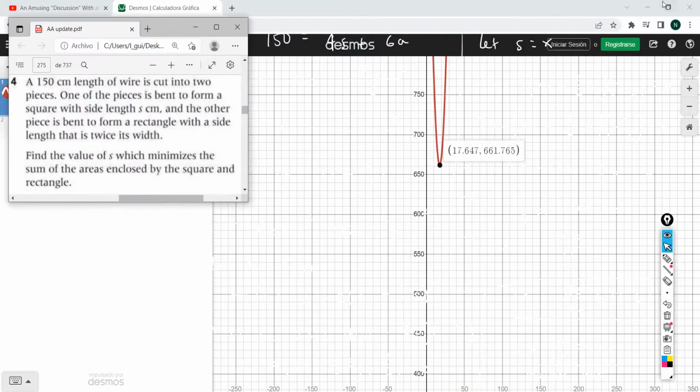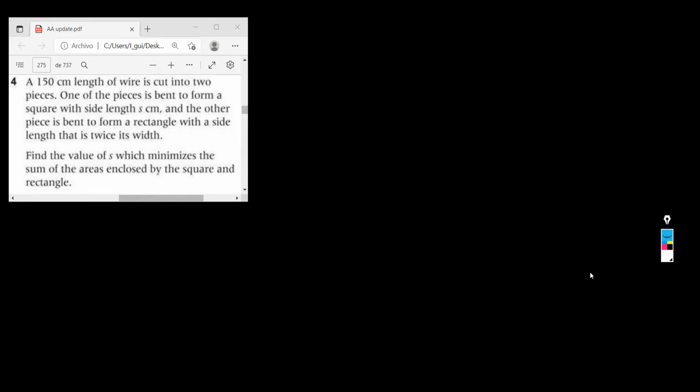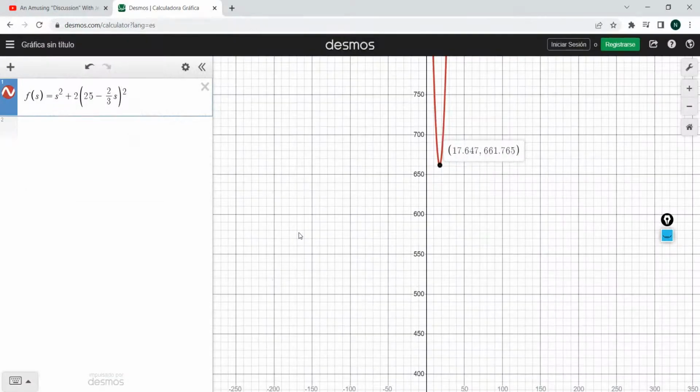Let me go to the book. Find the value of S which minimizes the sum of the areas. So this is the value of S, which is the side of the square, that minimizes the sum of these two areas. And we can see that readily if you use Desmos. This is the function, and its minimum value happens at approximately 17.6. Okay guys, so that's about it.